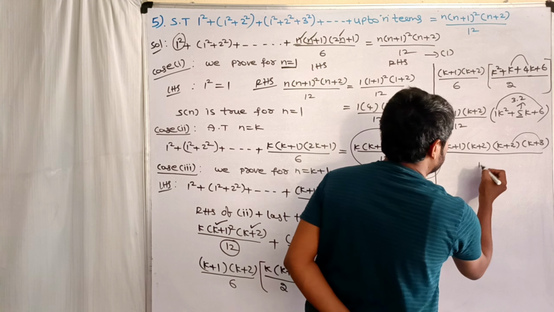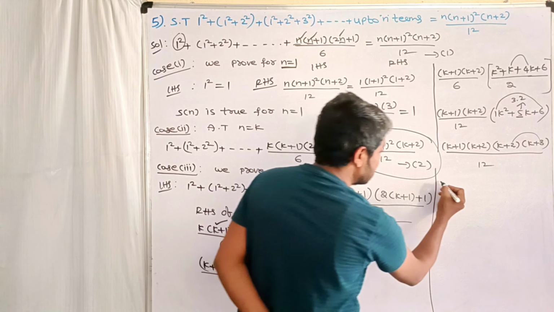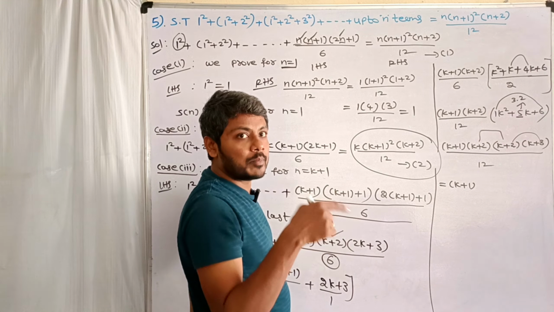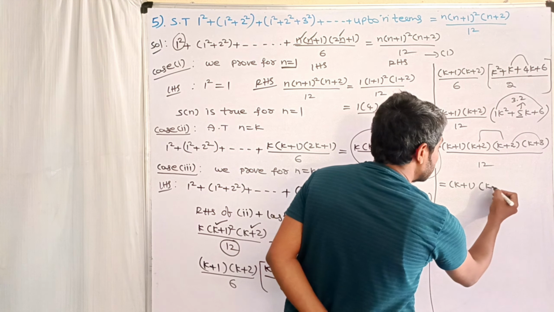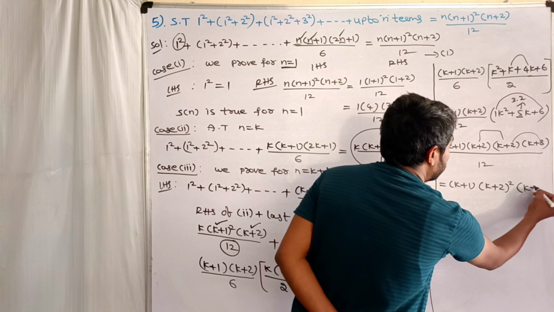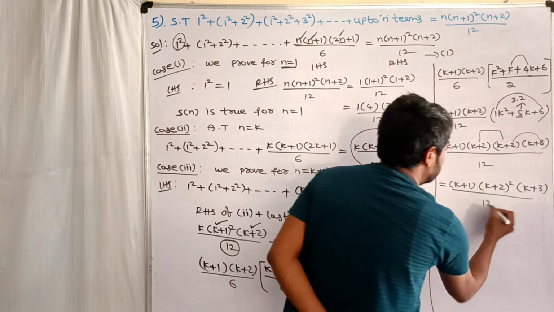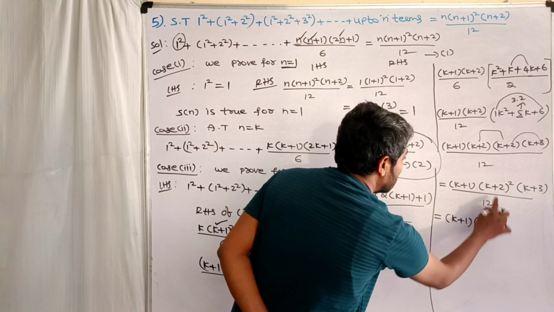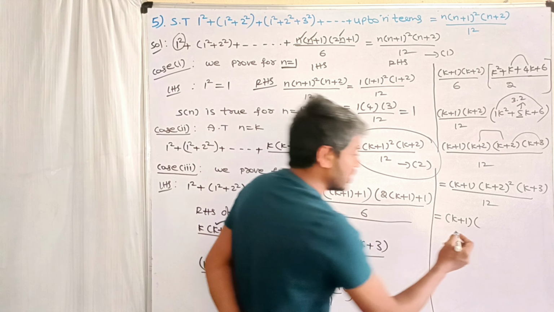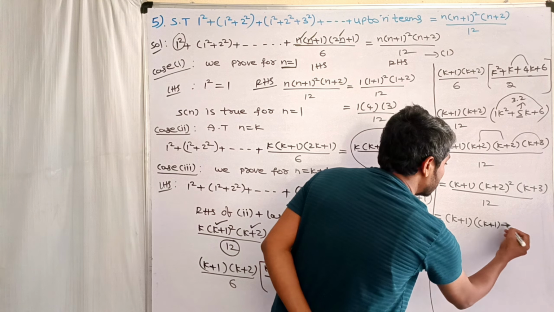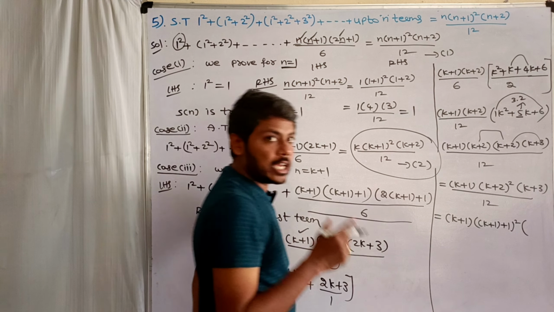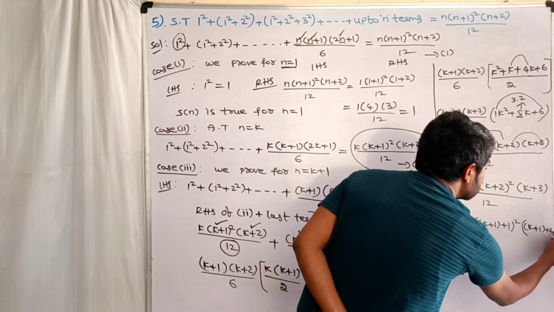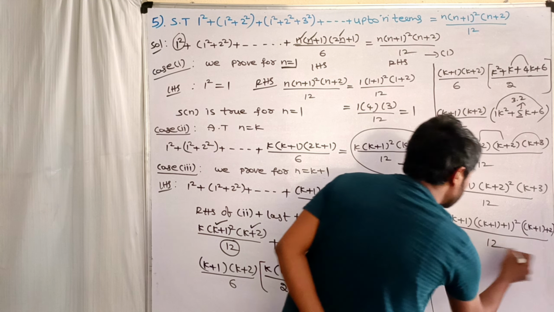Which is divided by what? 12. Again, which is k plus 1, k plus 2 into k plus 2, k plus 2 whole square, into k plus 3, which is divided by 12. Again, this is k plus 1. How to write k plus 2? k plus 1 plus 1. (k plus 1 plus 1) whole square. And how to write k plus 3? k plus 1 plus 2, divided by 12.